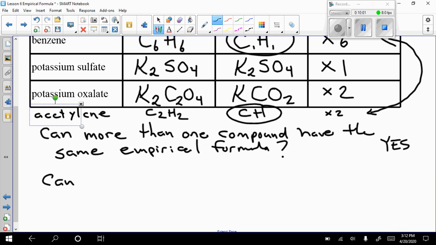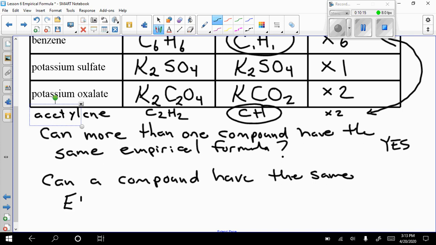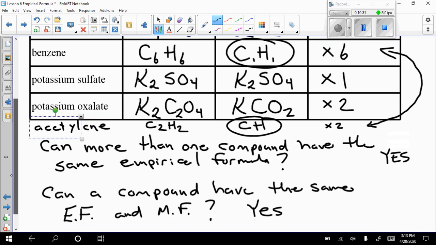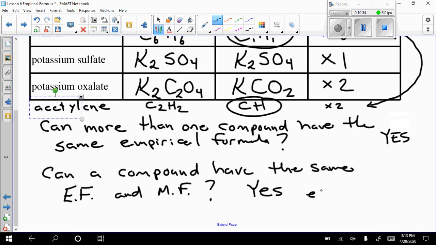And can a compound have the same empirical formula, I'll do EF for short, and molecular formula, I'll do MF for short? Can a compound have the same empirical and molecular formula? And obviously the answer there is yes as well, because we saw that in a few different examples. We saw that with CO2. We saw that with potassium sulfate. So in those cases, they had the same empirical and molecular formula.